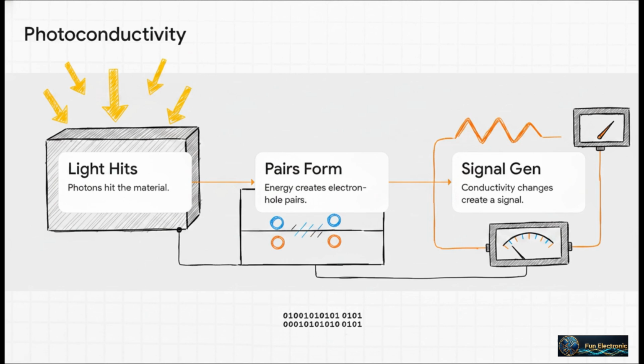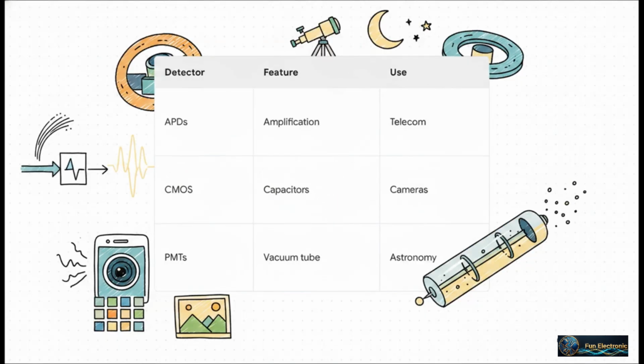Step 3. Because we suddenly have all these newly freed electrons zipping around, the electrical conductivity of the entire material changes, and we can measure that change as a distinct electrical signal. Just like that, we have translated a beam of light into pure digital data. And because light exists in so many different forms, engineers have developed an entire family of photodetectors to catch it. For just everyday general light sensing, we use standard photodiodes.